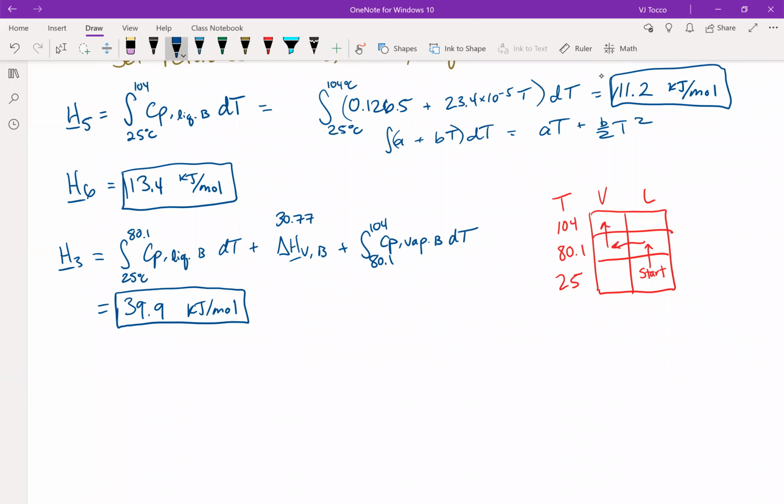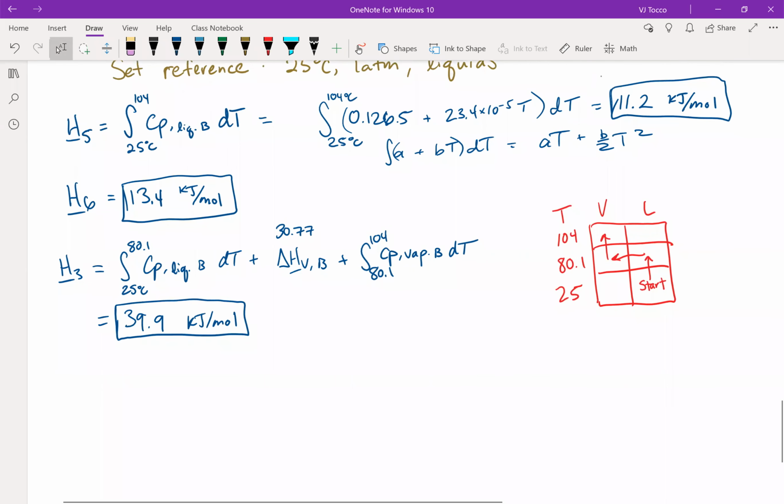I get 39.9 kilojoules per mole, which makes sense, right? My molar enthalpy of a vapor should be greater than the molar enthalpy of a liquid. So I'm comparing this 39.9 number to my 11.2 number from before. And I'll do the same thing for toluene. The only difference is instead of 80.1, I'm using the boiling point of toluene, which is 110.6. So if I do that calculation, I'm going to get 47.2 kilojoules per mole.